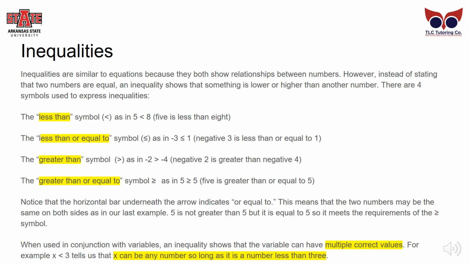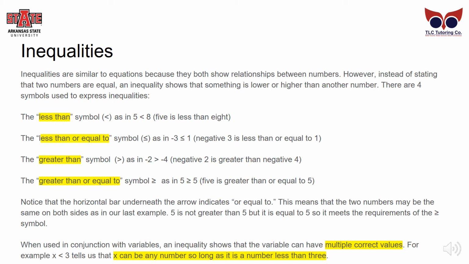Notice that the horizontal bar underneath the arrow indicates or equal to. This means that the two numbers may be the same on both sides, as in our last example. 5 is not greater than 5, but it is equal to 5, so it meets the requirements of the greater than or equal to symbol.